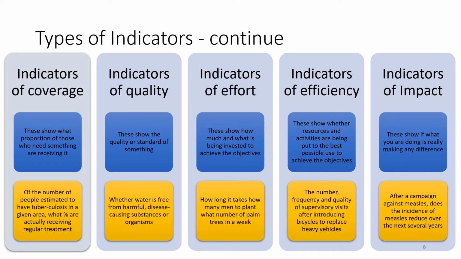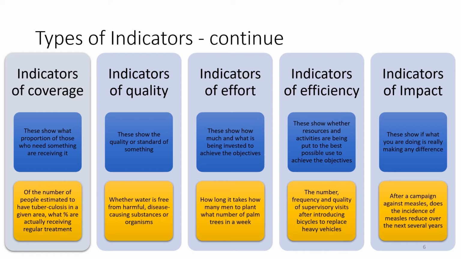More indicators. Indicators of coverage. These show what proportion of those who need something are receiving it. So the coverage, the percentage of people, for instance, that need certain medication that is actually on that medication.